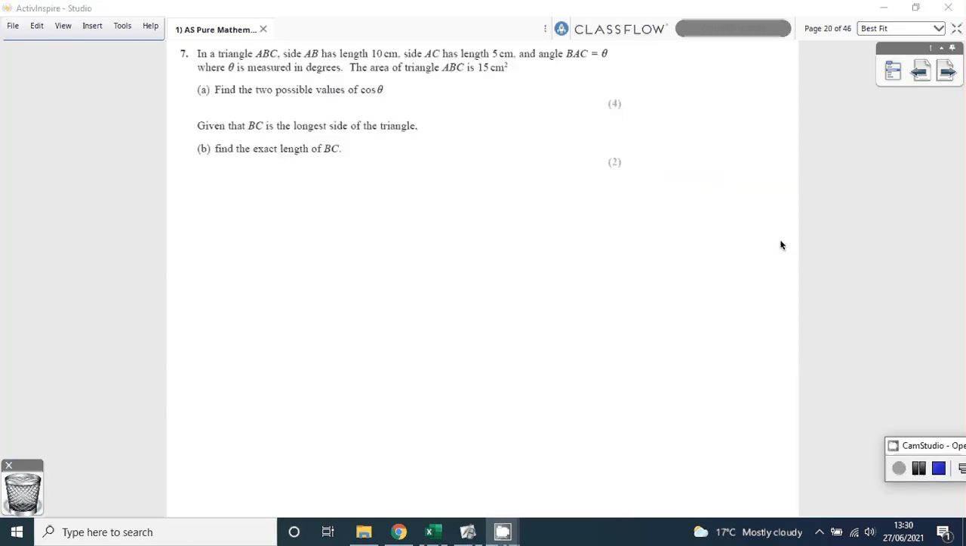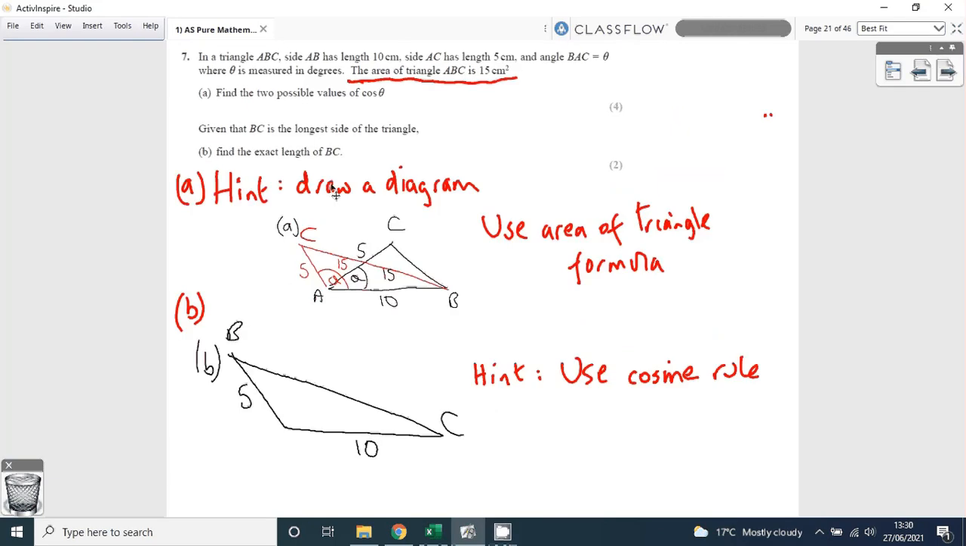Question 7. So the hint's just about to come up. So for part A, just draw a diagram to help you gather your thoughts. So A to B is 10, A to C is 5, and then the angle BAC equals theta. So there's two possible scenarios here. It could be the red triangle or the black triangle with these two thetas. Now you're going to need to use the area of the triangle formula, and that will tell you what sin theta is.